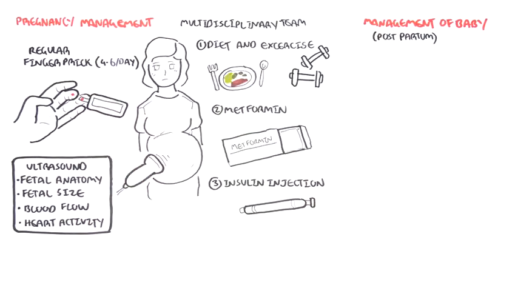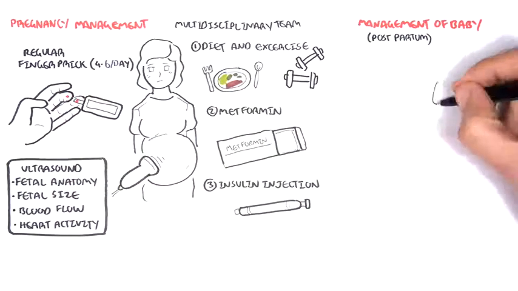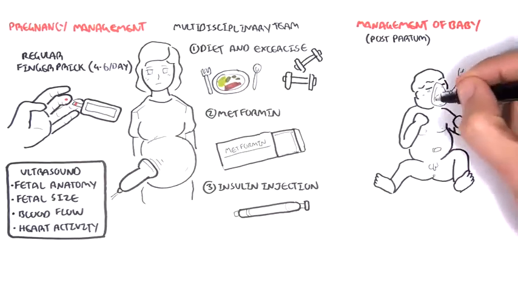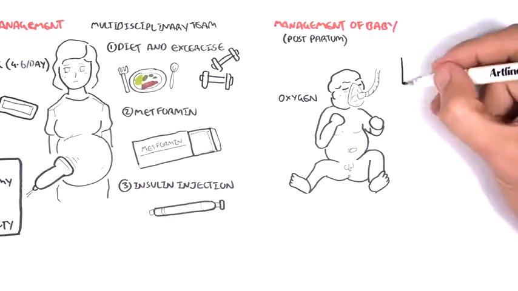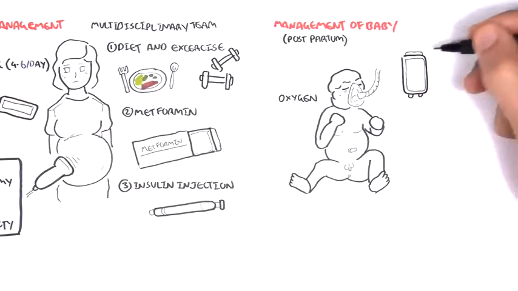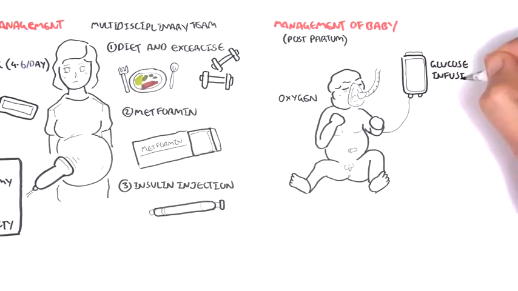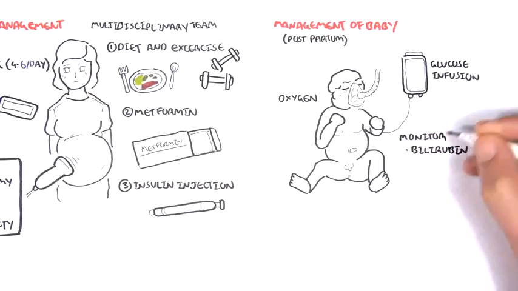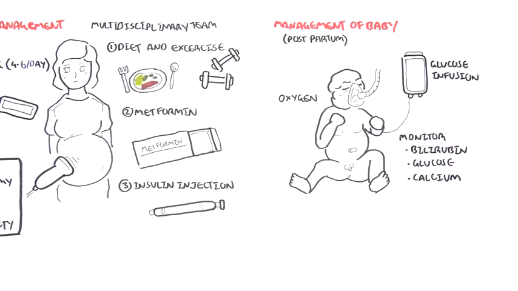The management of the baby occurs postpartum after delivery and includes oxygenation because of the risk of respiratory distress syndrome. Because the baby is also in hypoglycemia, there can also be administration of dextrose. It is finally also important to monitor the bilirubin levels, the glucose levels continuously, and also the calcium levels.